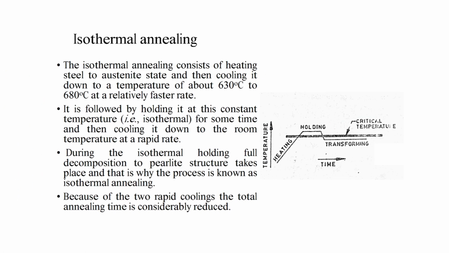Another type is isothermal annealing. This consists of heating steel to an austenite state and then cooling it down relatively quickly to a temperature of about 630 degrees Celsius to 680 degrees Celsius. It is followed by holding it at this constant or isothermal temperature for some time and then cooling it down to room temperature at a rapid rate. During the isothermal holding, full decomposition to a pearlite structure takes place, which gives the process its name. Because of the two rapid cooling stages, the total annealing time is considerably reduced, making it more efficient.